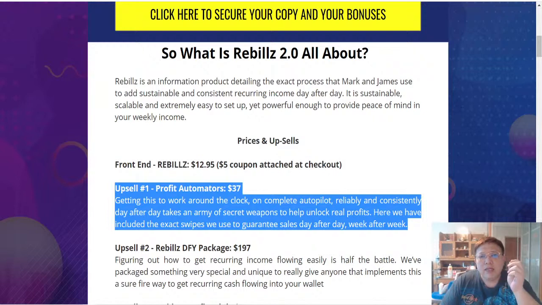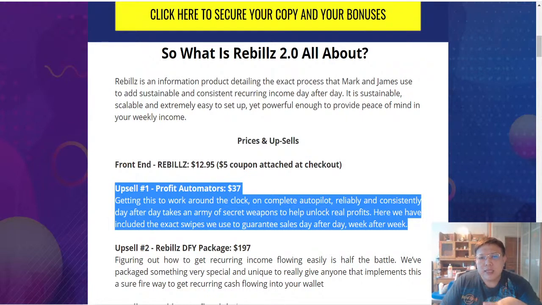But if you actually know the entire business model and you're under proper guidance, all right, in this case by James and Mark on Rebillz 2.0, well, there's literally no reason why you still fail with solo ads, from the way I analyze the entire product, okay? Like what I said, purchasing the product is one thing, putting it into action is another, guys.